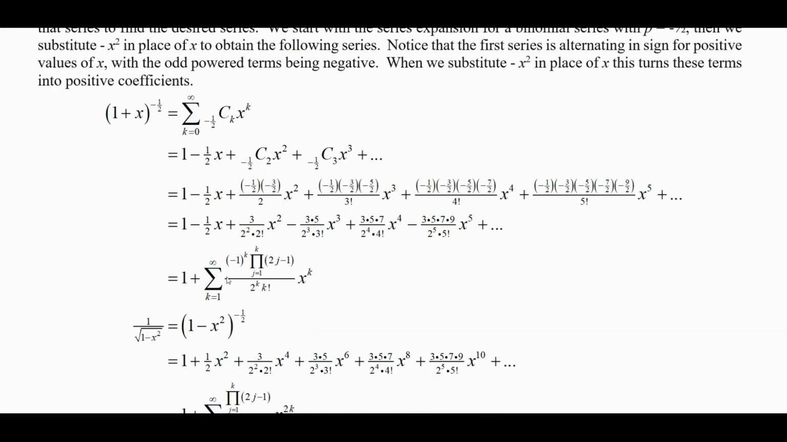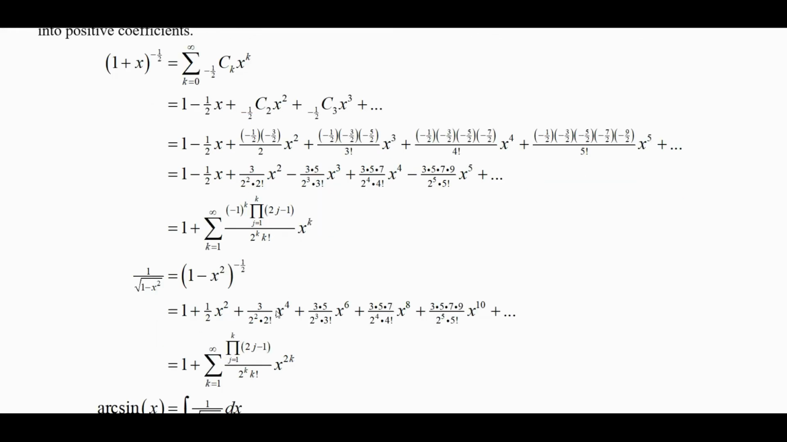Okay. Now, if we take this 1 over the square root of 1 minus x squared, it's the same thing, but we replace x by negative x squared. So if we put a negative x squared in here, and then raise it to the k, that gives us an x to the 2k, but we have a negative 1 to the k, and that negative 1 to the k is going to cancel out. So now we're all back to positive terms.